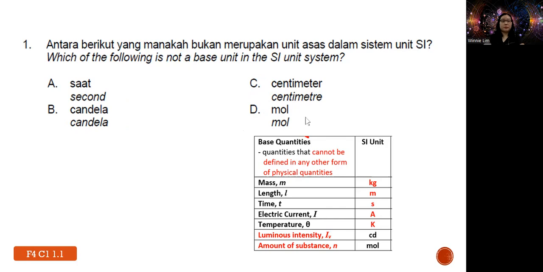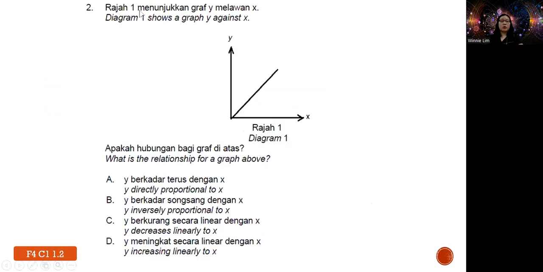Okay, moving on. Question 2. Diagram 1 shows a graph of y against x. What is the relationship of the graph above? I believe that every time you have a relationship question for a graph in physics, we always focus on the straight line graph. If the graph cuts through 0 and it is a straight line, of course you should know the answer should be directly proportional. So the answer should be A.